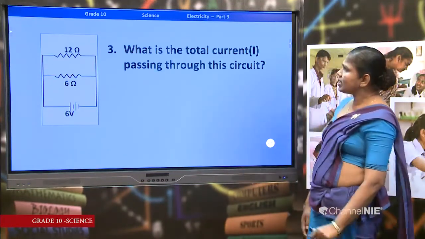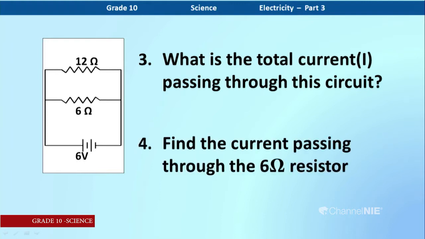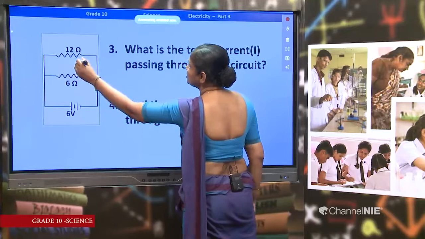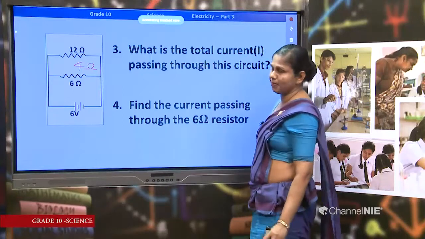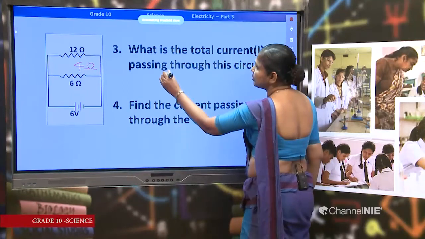Again, what is the total current passing through this circuit, children? And again, we have to find the current passing through the 6 ohm resistor only. Right, let me explain how to find the total current passing through the circuit. Here we got, children, the equivalent as 4. We found the equivalent of these two resistors as 4. When we know the equivalent resistance, then it is possible to get the current flow.